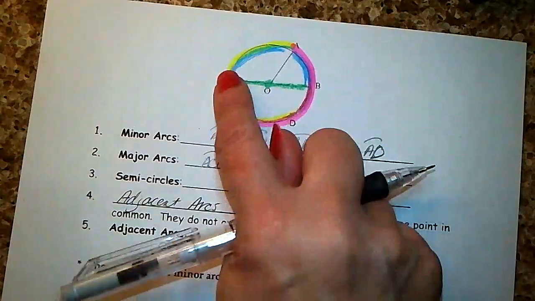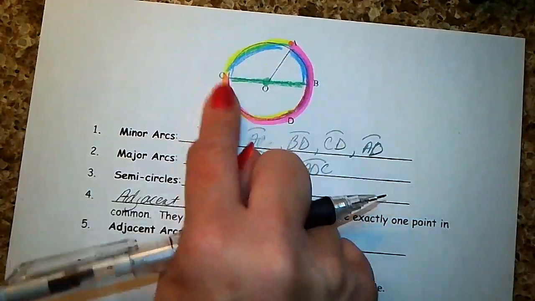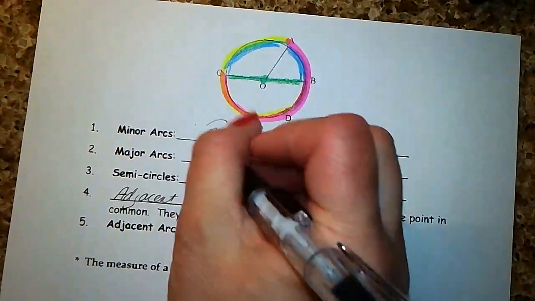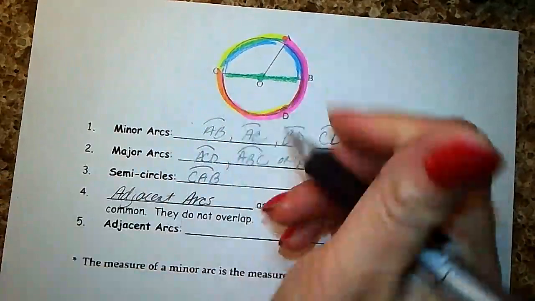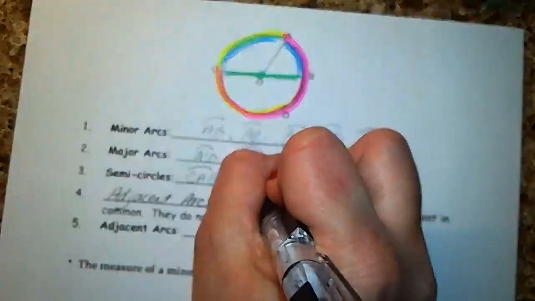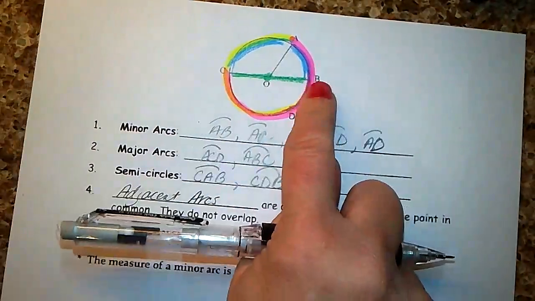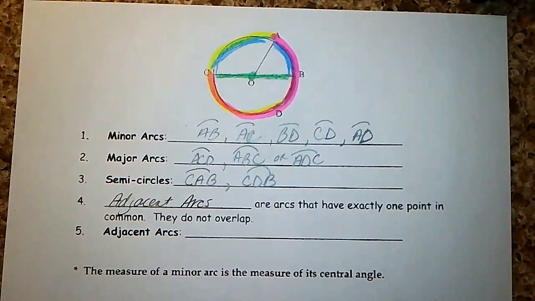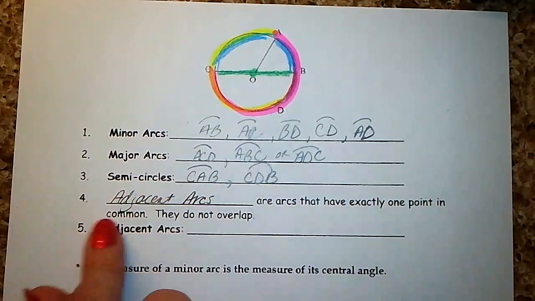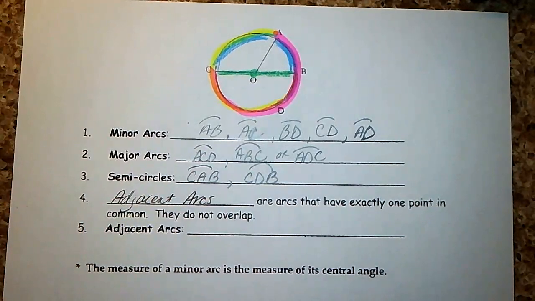Now, the semicircles, of course, are half the circle. So the top half or the bottom half in this case. So again, we need 3 letters from those. So C, A, B would be one across the top, and we have on the bottom C, D, B. And again, you could name those either way. That could be B, D, C. It doesn't matter.